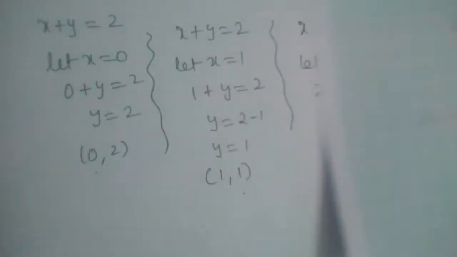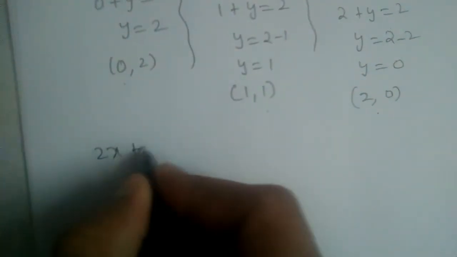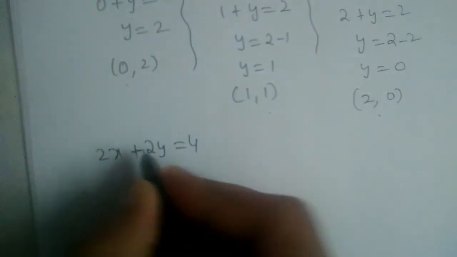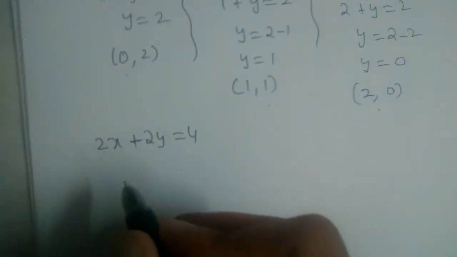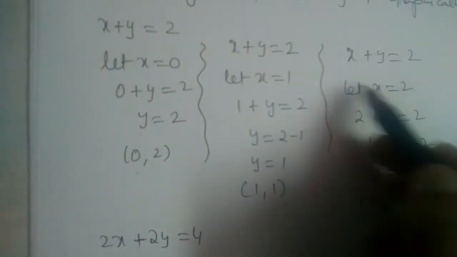Okay. So we'll keep this aside. Now we'll solve the other equation, 2x + 2y = 4. Same thing again, different values of x, right? So see, we substituted 0, 1 and 2 in place of x. Let us substitute different values now.